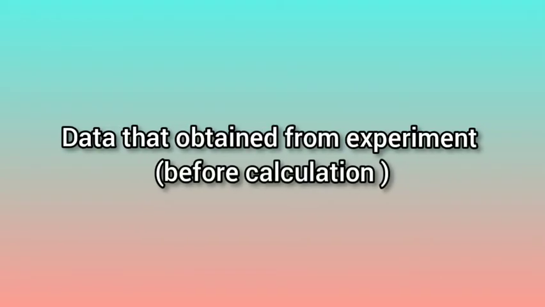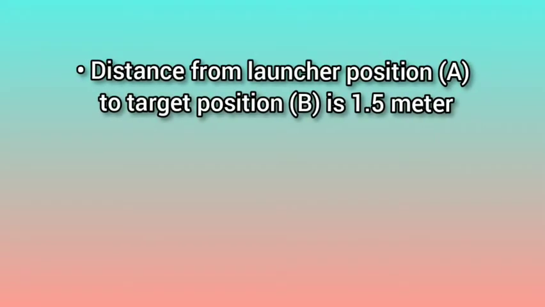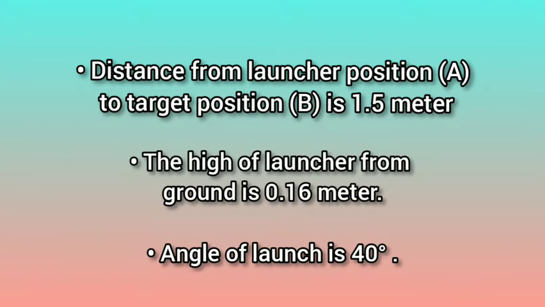My name is Nurain Firzana. The data obtained from this experiment is that the distance from the launcher position A to target position B is 1.5 meter and the height of the launcher from the ground is 0.16 meter. The angle of launch is 40 degree.